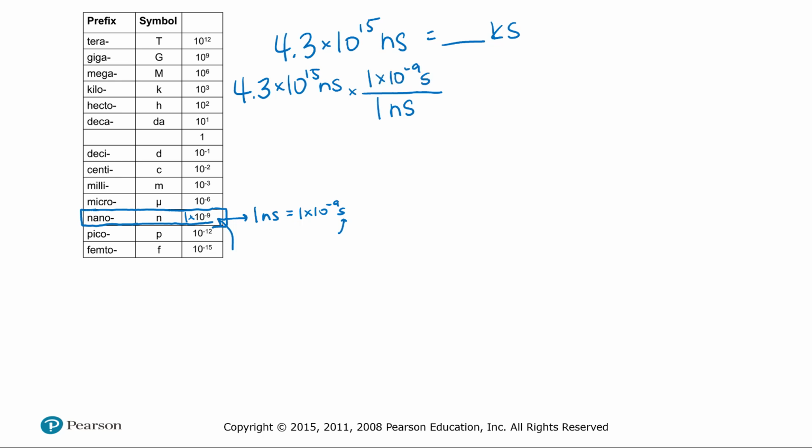Now, I don't want seconds, I want kiloseconds. So the next conversion I'm going to use is seconds to kiloseconds. So 1 kilosecond is equal to 1 times 10 to the third seconds. Again, the number given goes with the base unit. So I have 1 times 10 to the third seconds is 1 kilosecond.